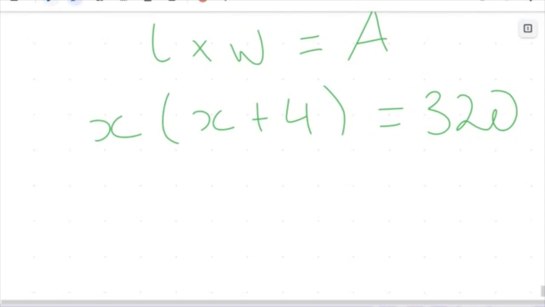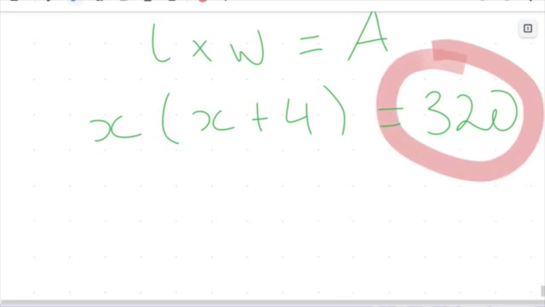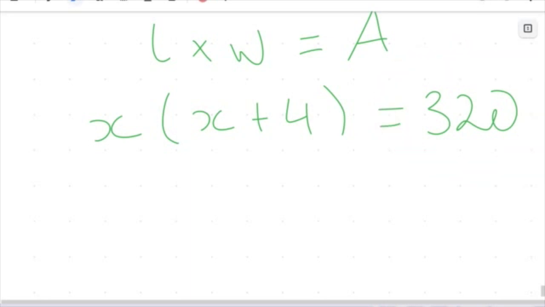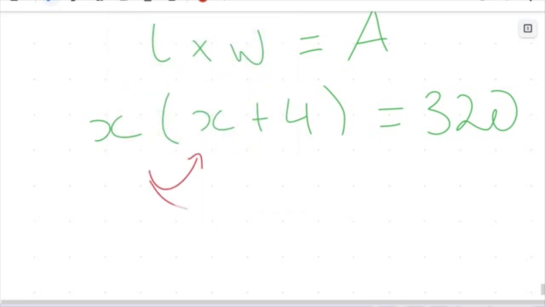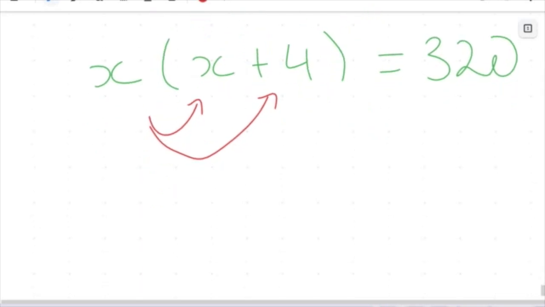So first of all, it doesn't help us being in this form just yet because we have to move this guy over anyway. So what we're going to do, we're going to expand this. So my x on the outside multiplies by both my terms in the brackets. So x times x gives me x squared. X times 4 gives me positive 4x. And that equals 320.